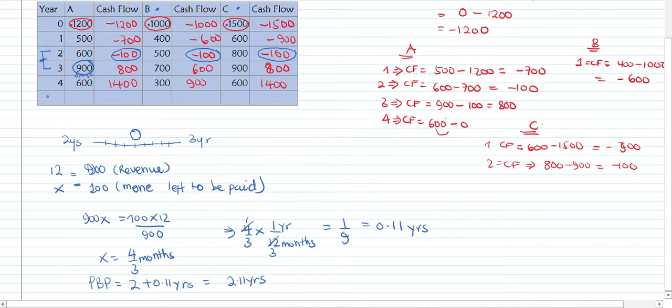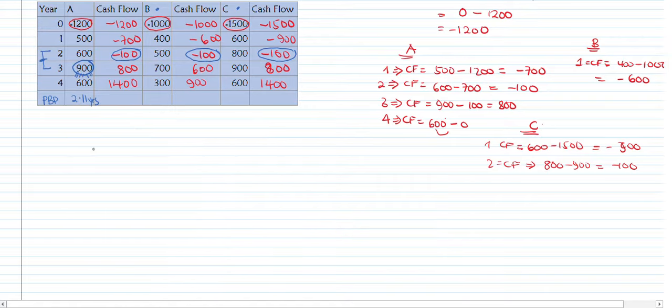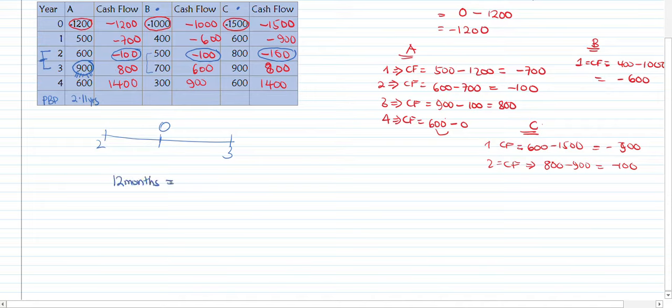So that is for the first project. Let me write the payback period here. So payback period. This gives us what? 2.11 years. Let's go to the second project. So let's look at the project B. Now, project B, we were able to achieve our payback period between year two and year three, right? Means that within that range of year two and year three, our cash flow became zero within that year. But we want to know. So if 12 months, which makes a year, we were able to generate what?